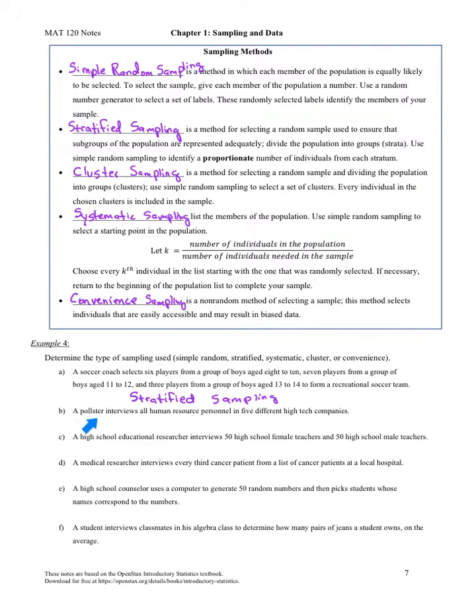In our next example, letter B, a pollster interviews human resource personnel in 5 different high-tech companies. Now, in this case, it looks like our population was separated into groups or clusters. So this would be a good example of cluster sampling. In letter C, once again, we have a researcher that interviews 50 female teachers and 50 high school teachers. So each subgroup is represented here, and in this case equally, so this looks like it would be stratified sampling.